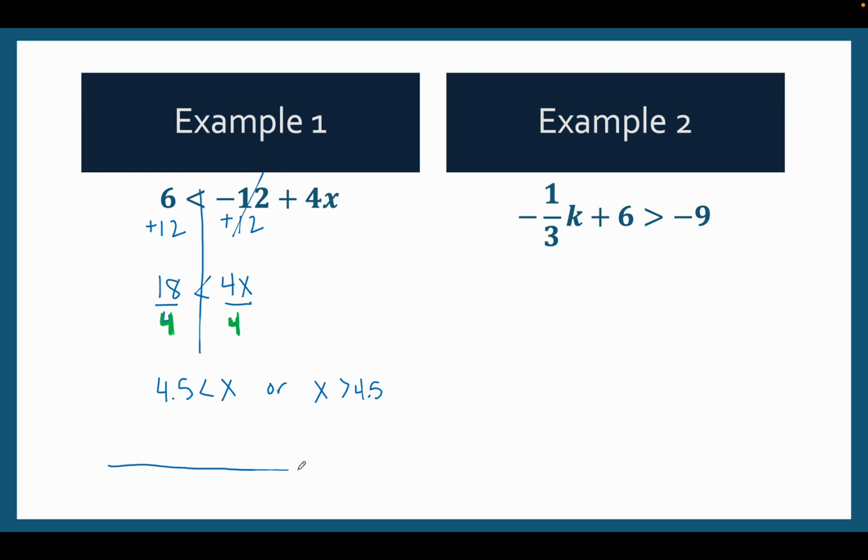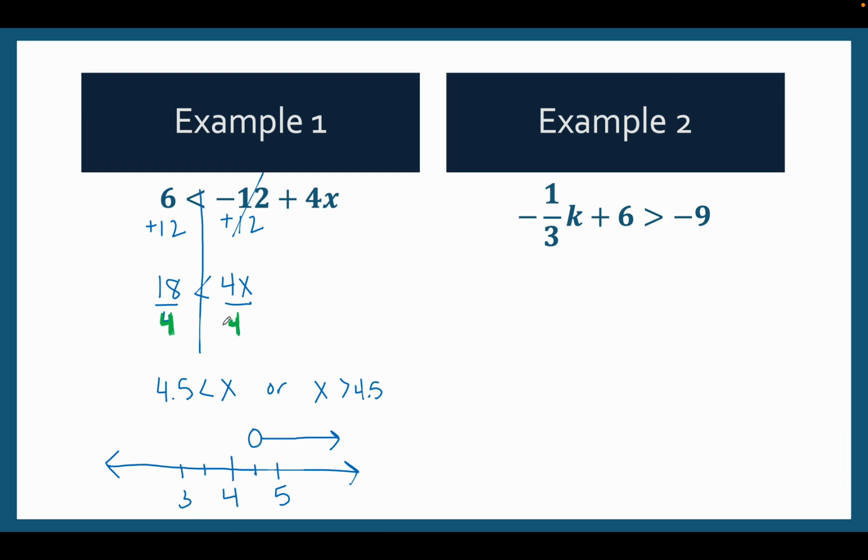So to draw our number line, this is going to give us an open circle with our arrow to the right. You could also number your number line with halves if you want, or you could just put the circle halfway between 4 and 5. So that is example 1.